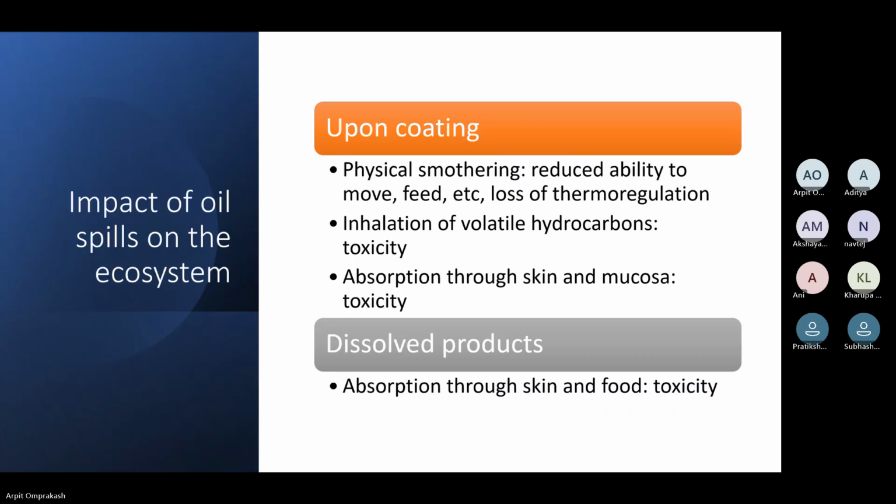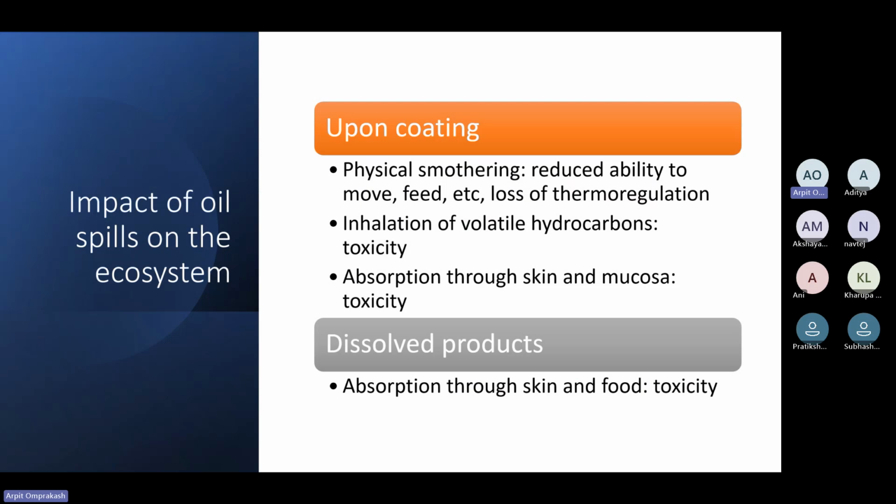Okay. So what are the impacts of oil spills on the ecosystem? The first thing is, as I was saying before, coating. If an animal is coated by the oil present in an oil spill, it can experience physical smothering, where the ability of that animal to move, feed, swim or fly is reduced.